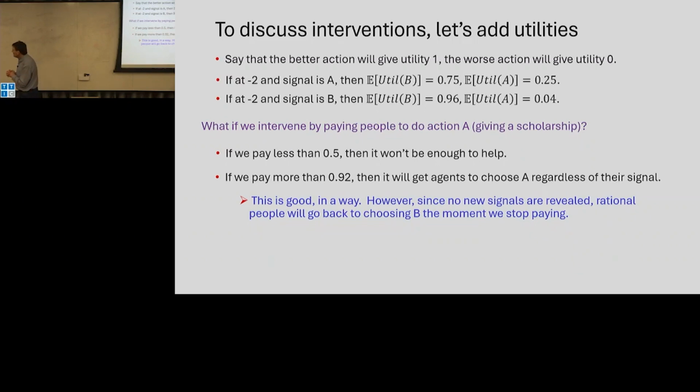Are you paying them to do the high utility one? I mean, we're paying them to do A, and let's say that we believe that's the high utility one. Doesn't that provide more information about which is the high utility one?